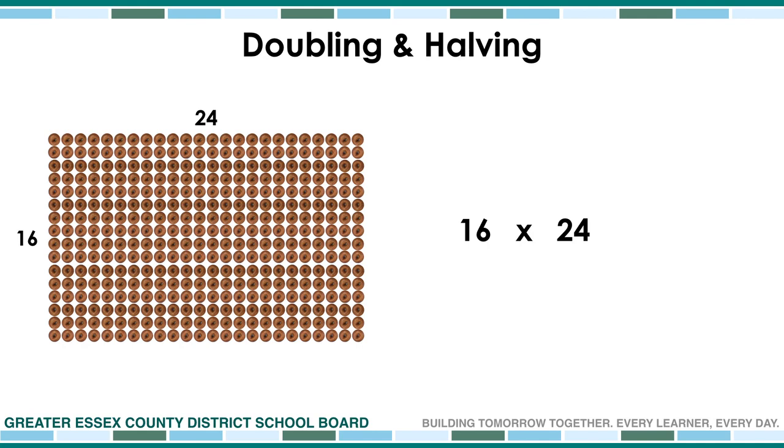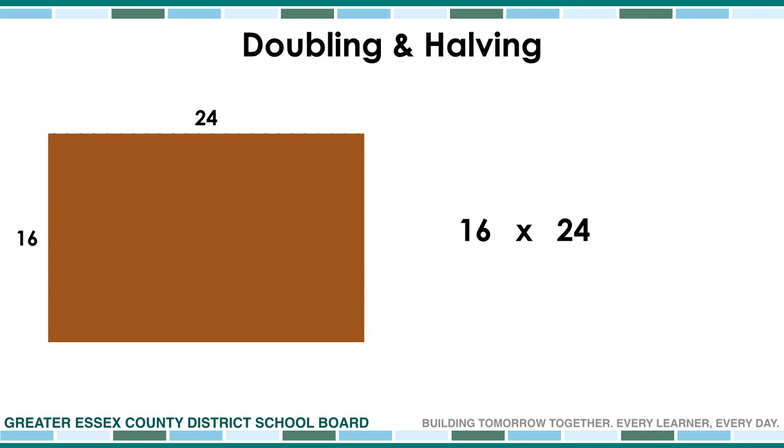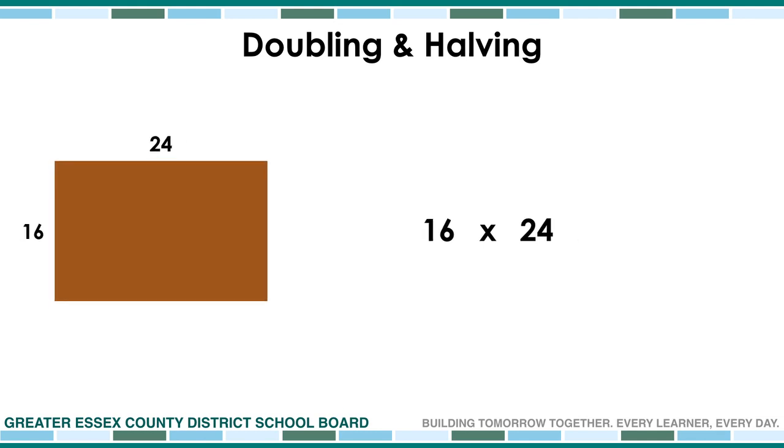So instead of actually drawing out 16 rows of 24 donuts, we want them to eventually visualize in their mind that we could just use a rectangle to represent those 16 rows of 24 donuts or 24 columns of 16 donuts, however you want to say it, using that commutative property. So let's go ahead and start applying what we know.